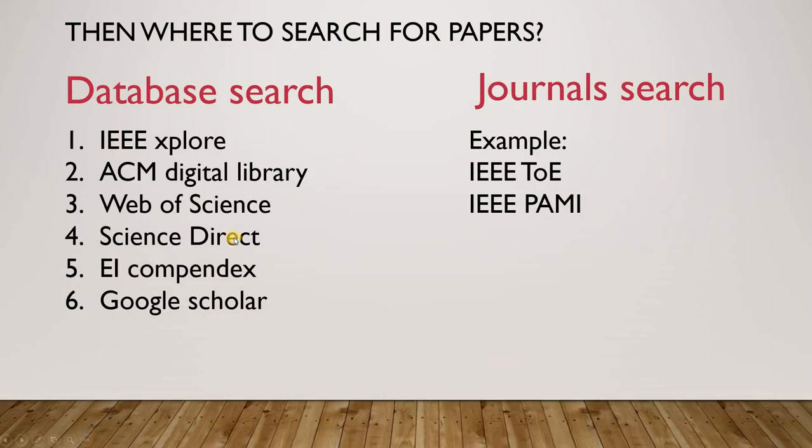So going back, I have similar database searches such as Web of Science, Science Direct, EI Compendex, Google Scholar. These are the various databases which I can exclusively use in order to search for papers. This is one way of searching for papers. Though I have shown you IEEE Xplore and ACM Digital Library, I expect you to try out Web of Science, Science Direct, EI Compendex, and Google Scholar. I want you to try these three, four, five. Google Scholar, let me show you.